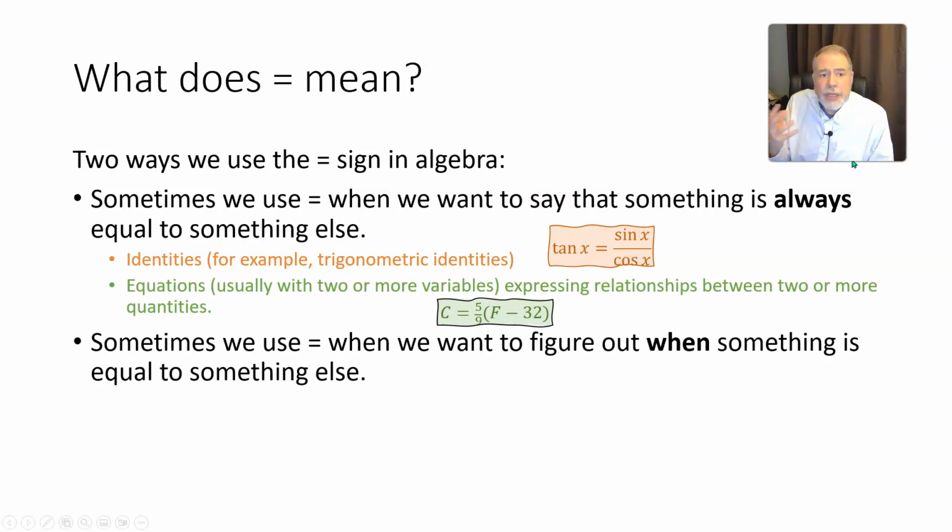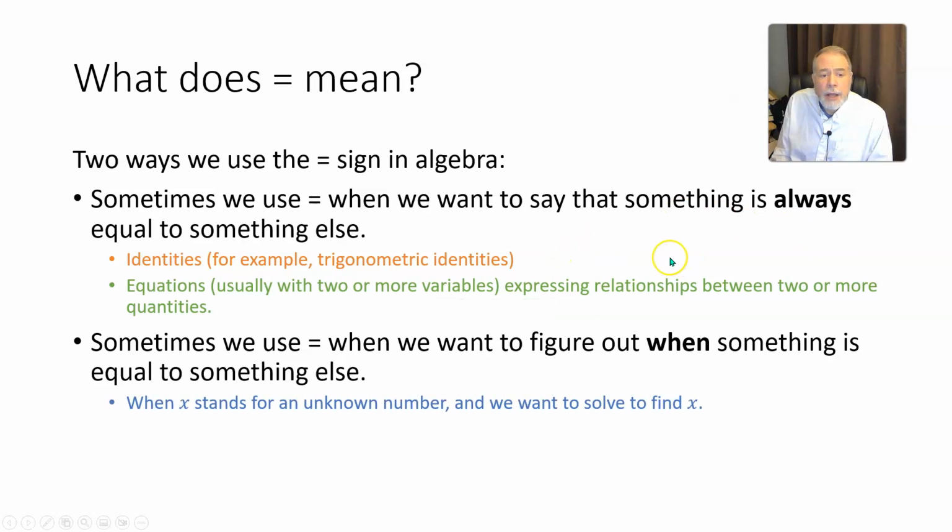But the other way we use the equal sign in algebra is when we want to figure out when something is equal to something else. And this is what you're used to when you're solving equations in algebra class. So an equation like, for example, x squared minus 6x plus 8 equals 0. That's not always true. It's not true no matter what x stands for. In this case, it happens to be true only if x stands for the number 2 or 4.